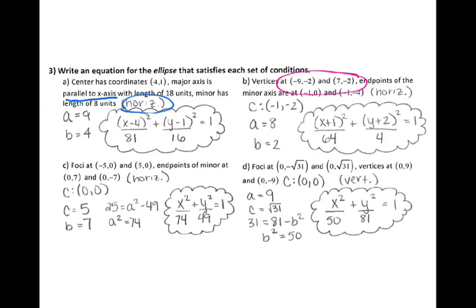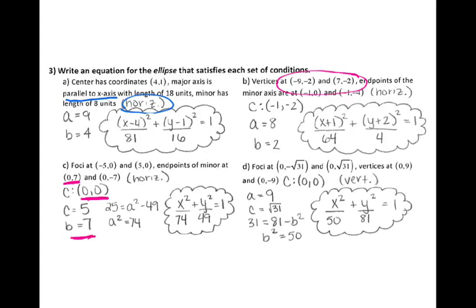Alright, letter C, I'm giving you the foci and the endpoints of the minor axis. If I look at my foci, I can figure out where my center is because it's right in the middle of those 2 points, (-5, 0) and (5, 0). The center is at the origin, (0, 0). C is the distance from your center to a focus. Going from (0, 0) to (-5, 0) is 5 units, so C is 5. The other piece of information that I give you is the endpoints of the minor axis, which corresponds to B. I'm going from (0, 0) to (0, 7), which is 7 units, so B is 7.